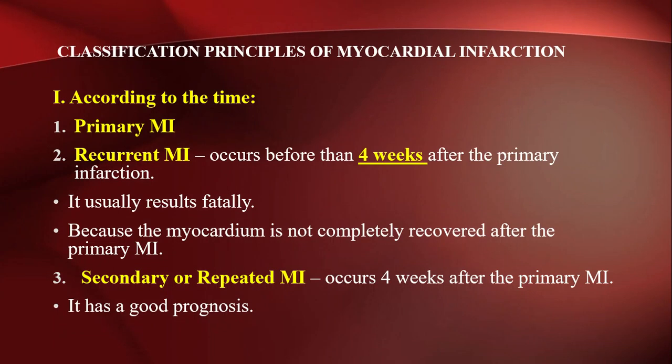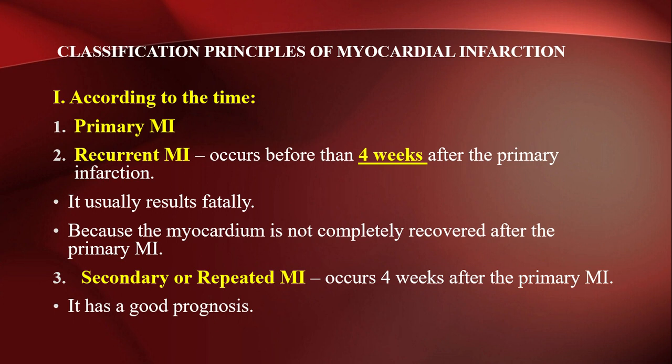Let's continue our lecture with the classification principles of myocardial infarction. There are some principles. First, according to the time, we classify three types of myocardial infarction: primary, recurrent, and secondary, or repeated myocardial infarction.